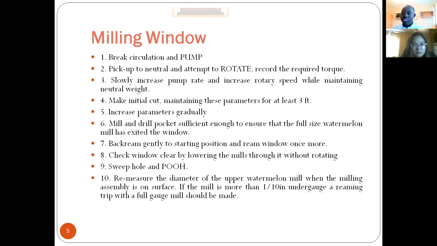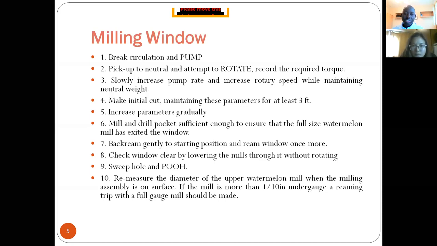We make the initial cut into the casing, then maintain the parameters for at least 3 feet. We increase the parameters gradually, with the rotation, the pumping, and the weight on bit. Then we mill and drill a pocket sufficient to ensure that the watermelon mill has exhausted the mills. Again, the watermelon is not the watermelon we get in the market. This watermelon is a type of drill bit used in the milling or sidetracking operation. It is used to clean the excess from the milling of the window so that our equipment will pass without any hindrance.